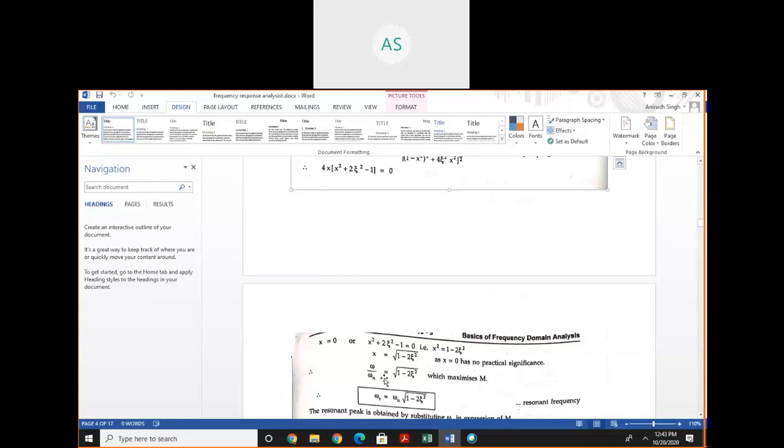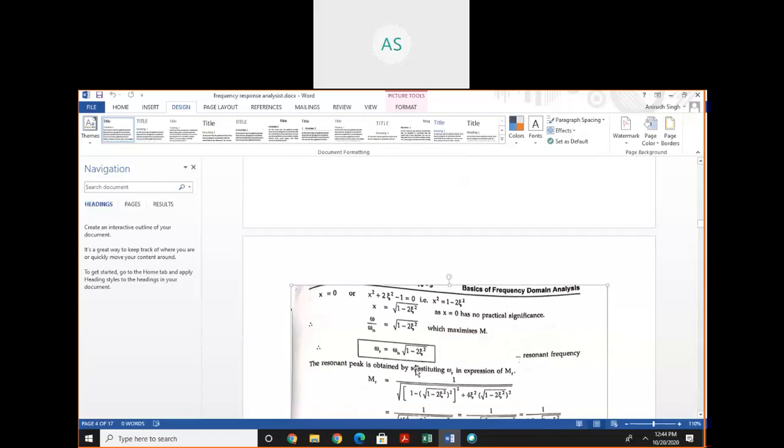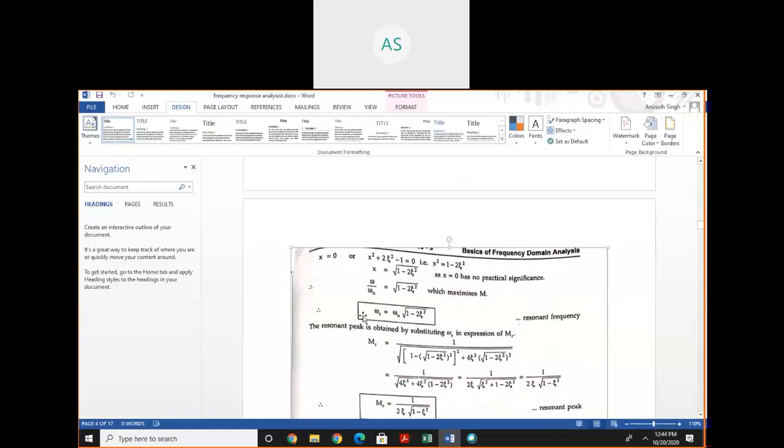Because x is equal to 0 means that omega is equal to 0, and when frequency is 0, it has no practical significance. So omega by omega n is equal to under root 1 minus 2 zeta square, which maximizes the M. So we get omega r is equal to omega n under root 1 minus 2 zeta square.